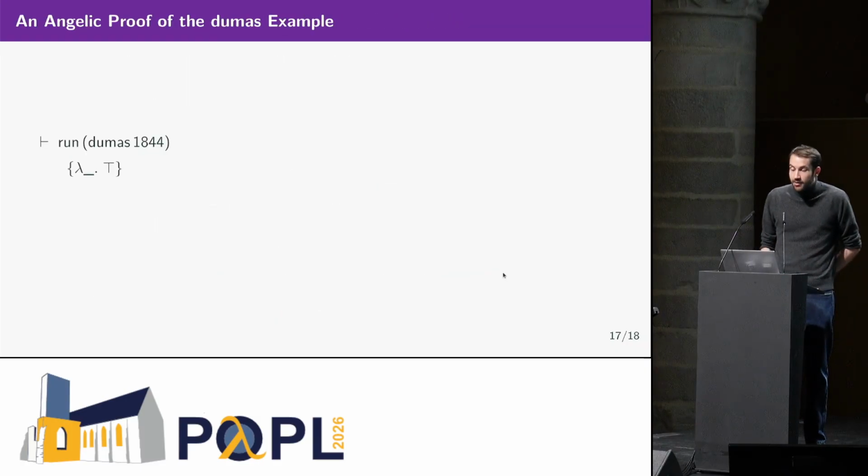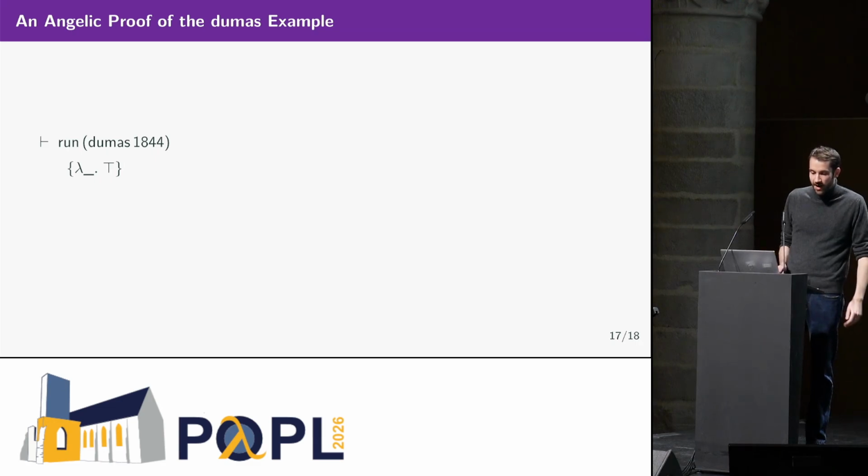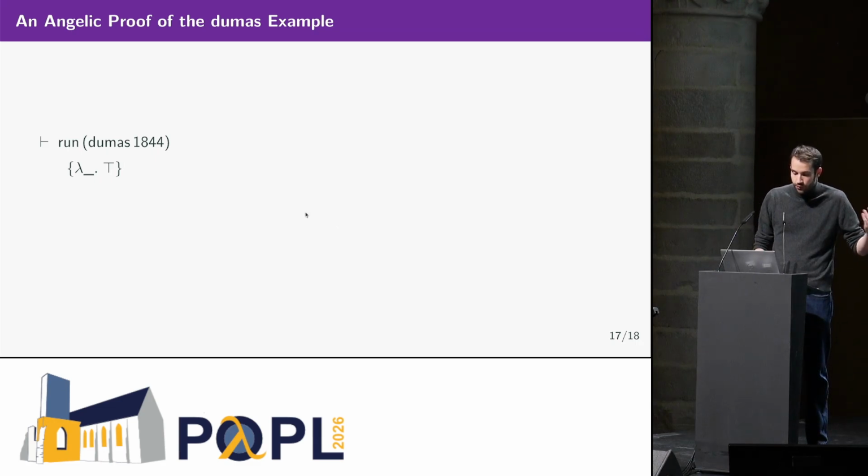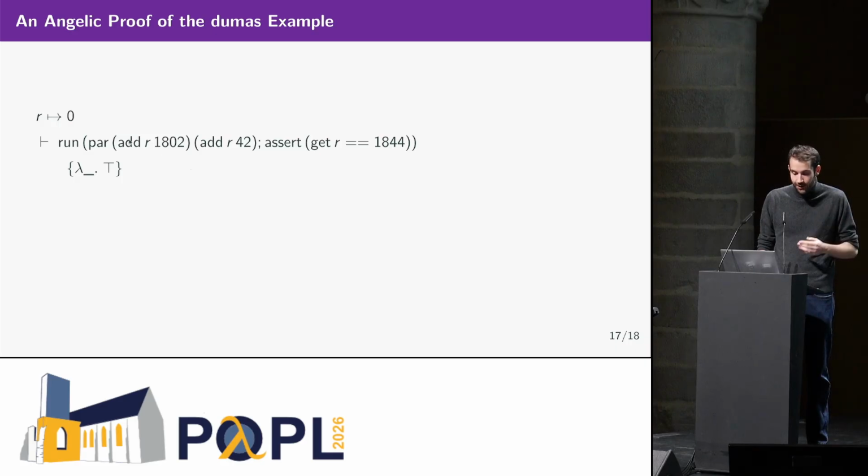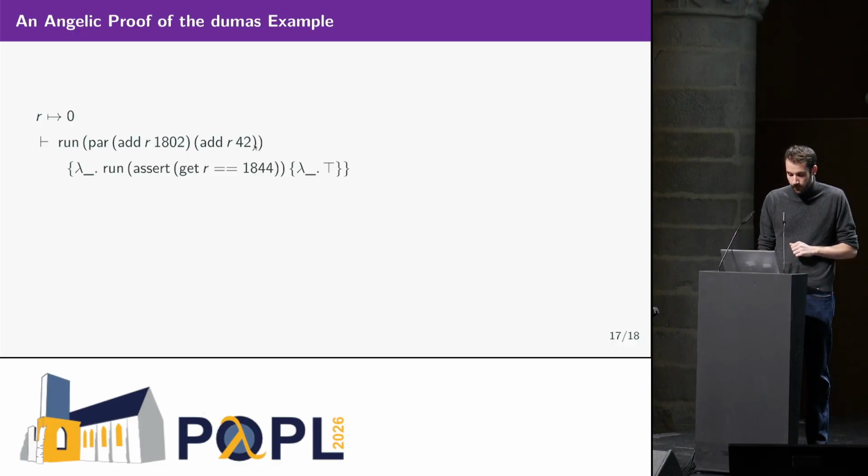All right, with all of that, we can finally do our proof of Dumas. So, of course, here you have to call Dumas with the correct argument, 18 and 44. So we first allocate the points-to assertion, then we face a par, followed by an assertion. So we use the bind rule to focus on the par. Then we face a par of add R 18.2 and add R 42. And then we can choose the one to verify first. Let's take the left-hand side.